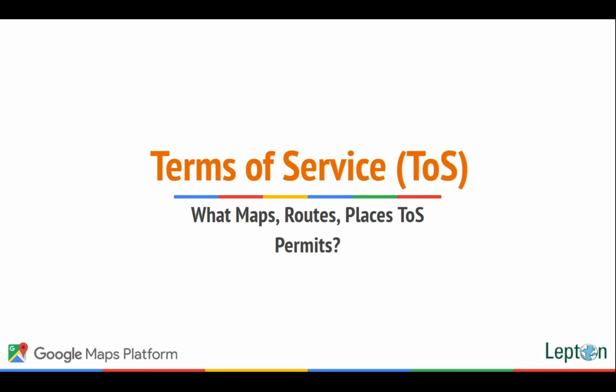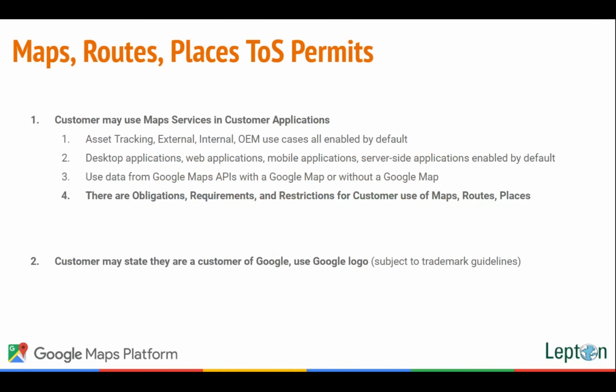Now let's talk about terms of service related to Google Maps. We all should have a good understanding of terms of service, and that's actually a compliance matter when we talk of Google Maps. Customers may use map services in their own applications. Whether your use case is about asset tracking, whether it's an external application or internal application, Google permits use of Google Maps in your applications. Of course, there are certain obligations. There are certain prerequisites, which I'll cover in the next couple of slides.